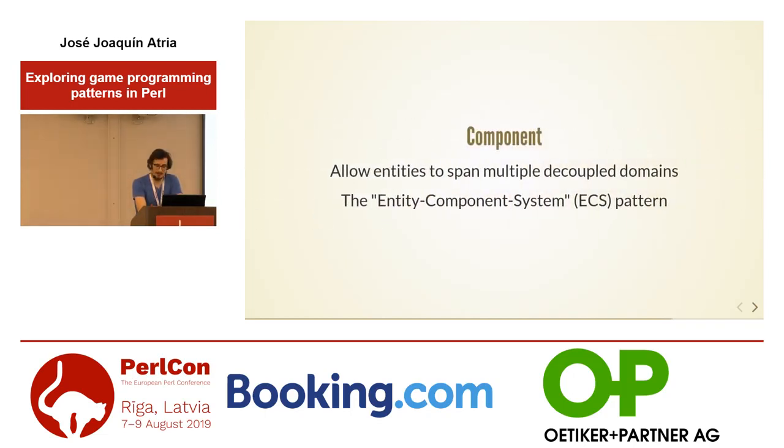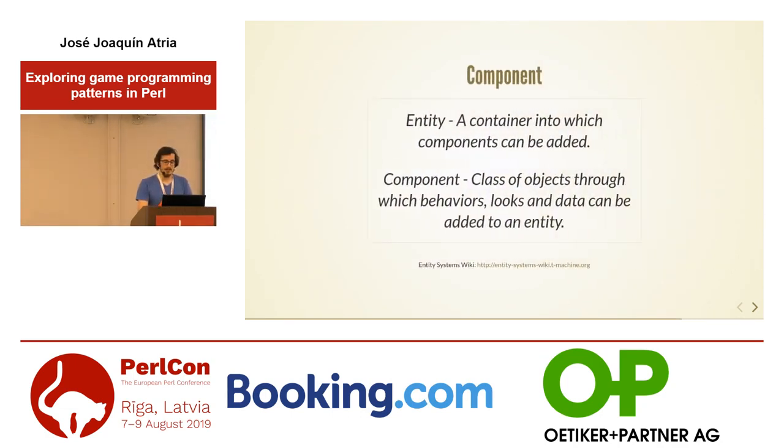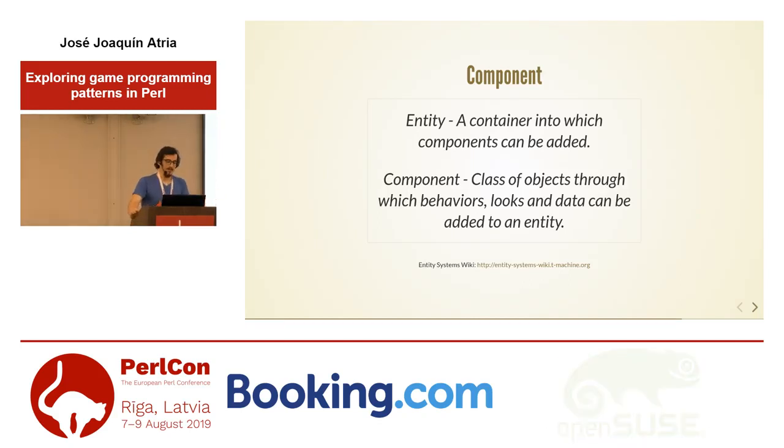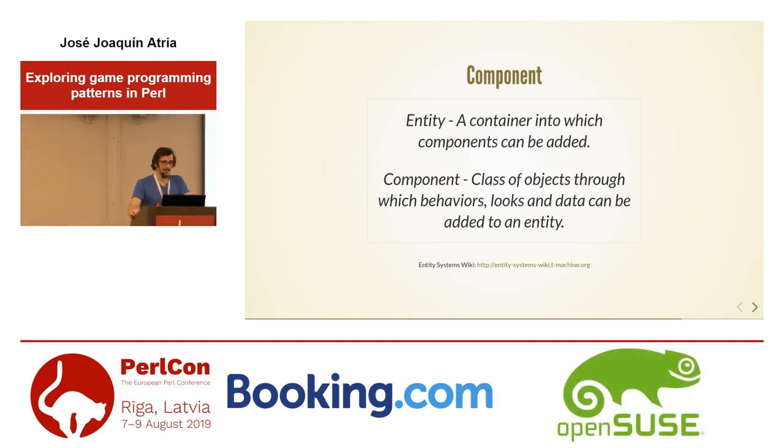And the last pattern that I would mention is the component one, which is this entity component system pattern, which is all the rage in game development. And if you look at how it's defined, this is from the Entity Systems Wiki: an entity is a container into which components can be added, and a component is a class of objects through which behaviors, looks, and data can be added to an entity.